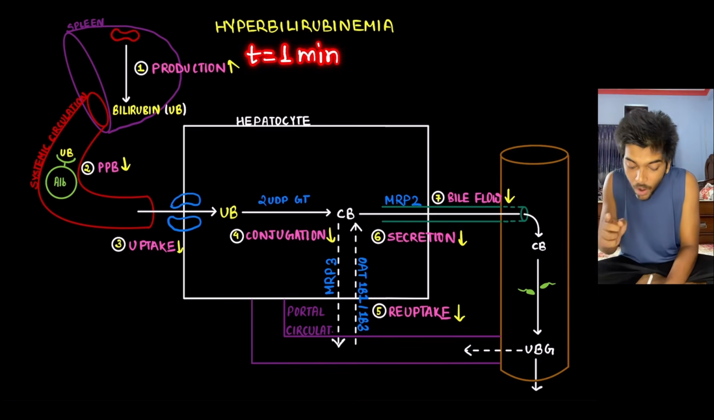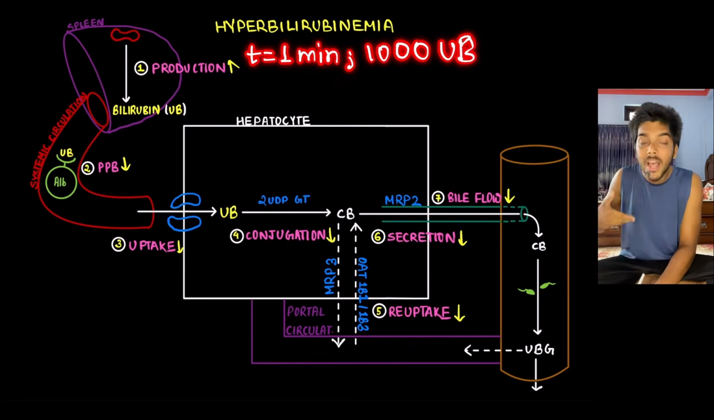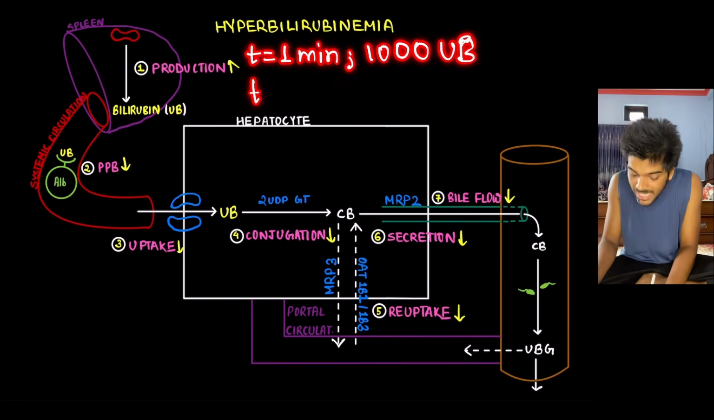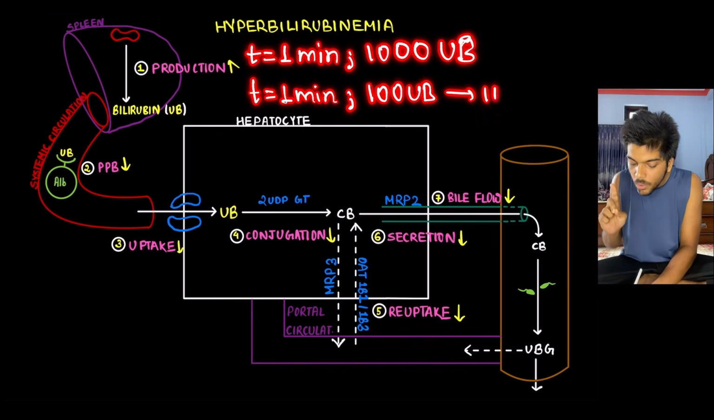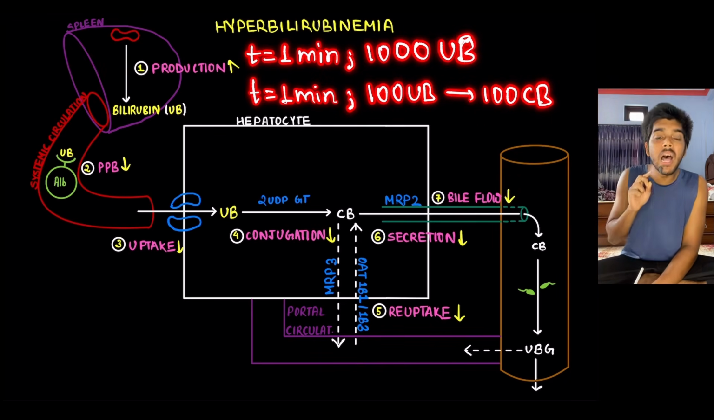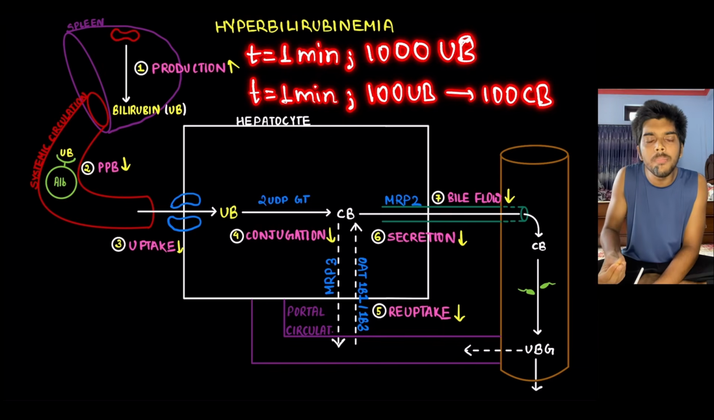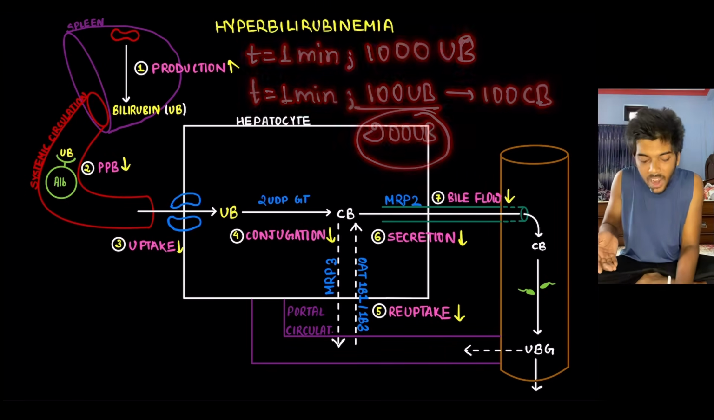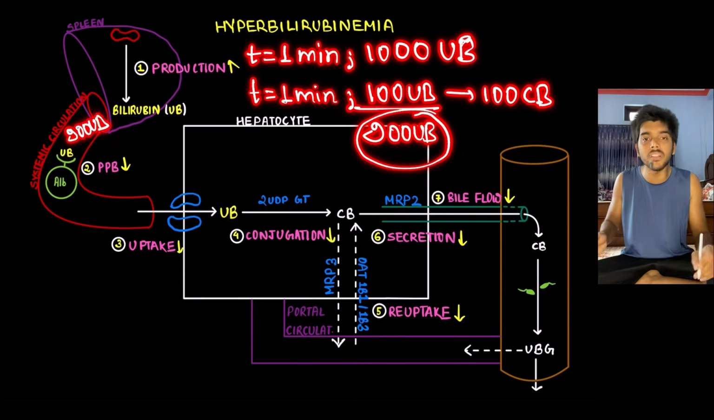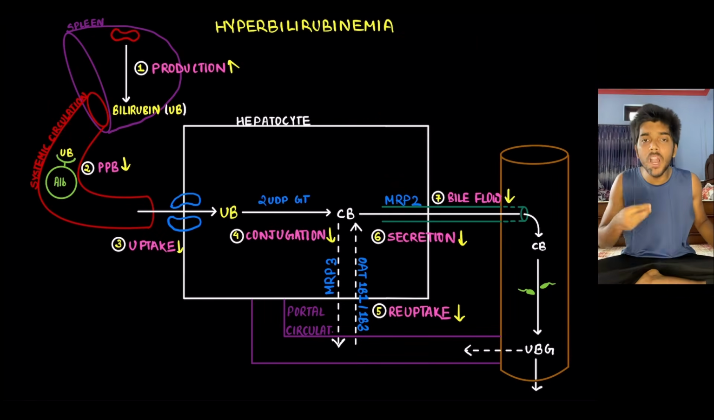But let's say due to any pathological reason, now in the same time t equals 1 minute, instead of 100 bilirubin being produced, 1000 unconjugated bilirubin gets produced in the spleen. But in the same time t equals 1 minute, the capacity of the liver is still the same. It still conjugates 100 unconjugated bilirubin to 100 conjugated bilirubin. That means how many extra unconjugated bilirubin remains in the blood? Subtraction, brother. 1000 minus 100, 900. There is still extra 900 unconjugated bilirubin in your circulation. Too much unconjugated bilirubin, unconjugated hyperbilirubinemia.